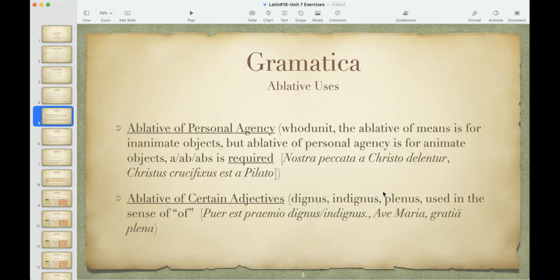But yes, the ablative is generally used, you know, you have the subject, you have the verb, you have the indirect object, and then you have how it was done. So, Christ was crucified by Pilate. Any other questions?